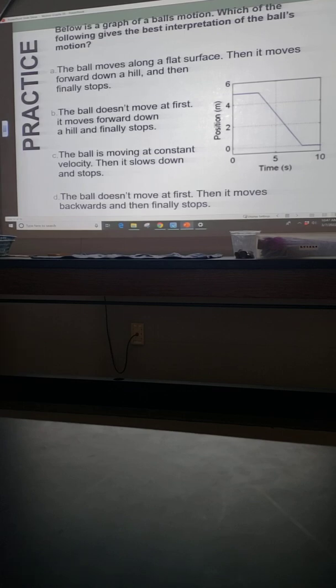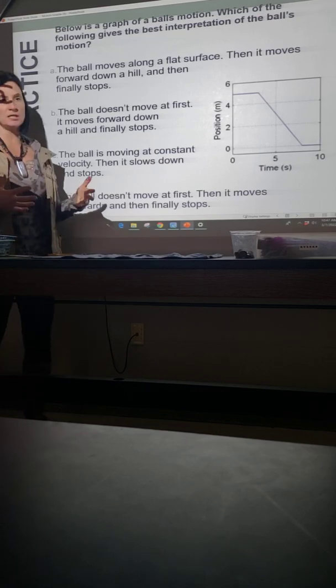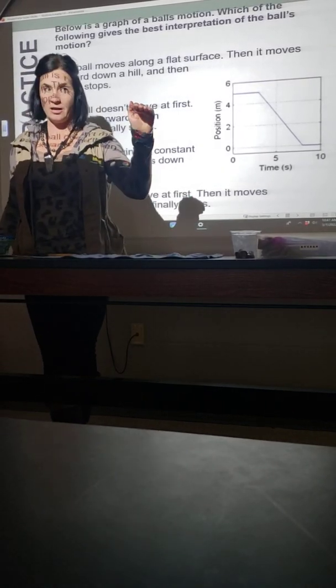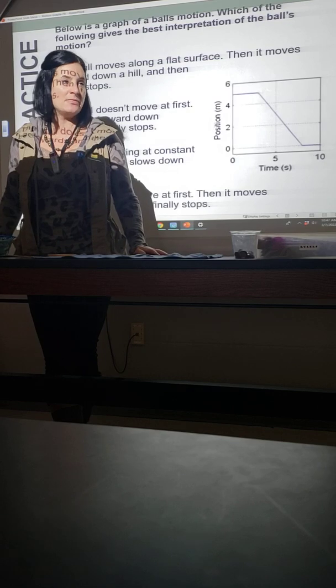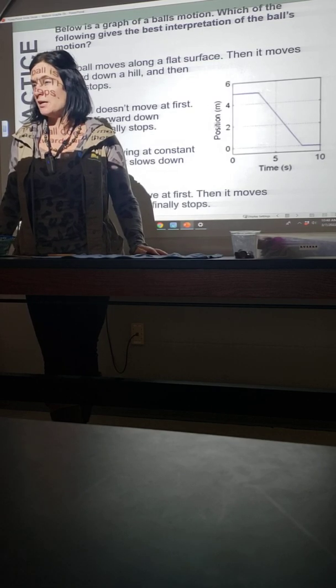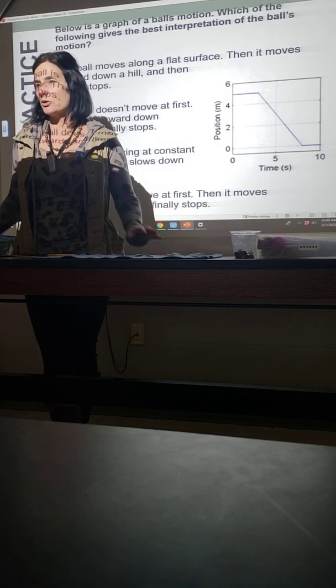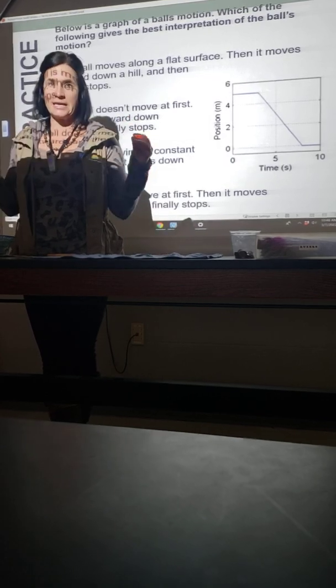All right, so it says below is a graph of a ball's motion. Which of the following gives the best interpretation of that motion? So remember what we said about a flat line. If a person who is hooked up to an EKG monitor has a flat line, we agreed that that meant that they were not able to move because they were deceased at that point, right? EKG monitor is flat line, meaning they can't move.